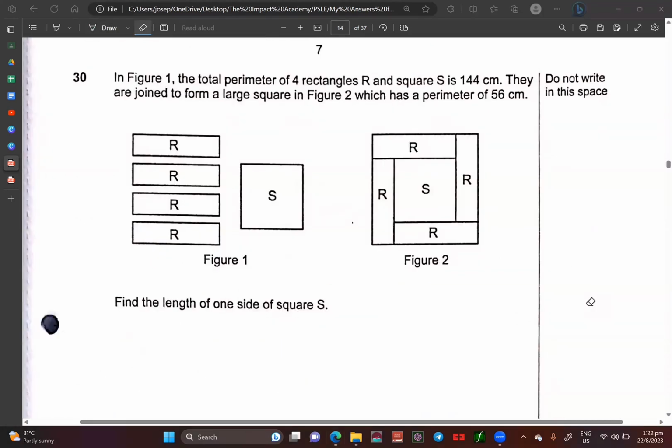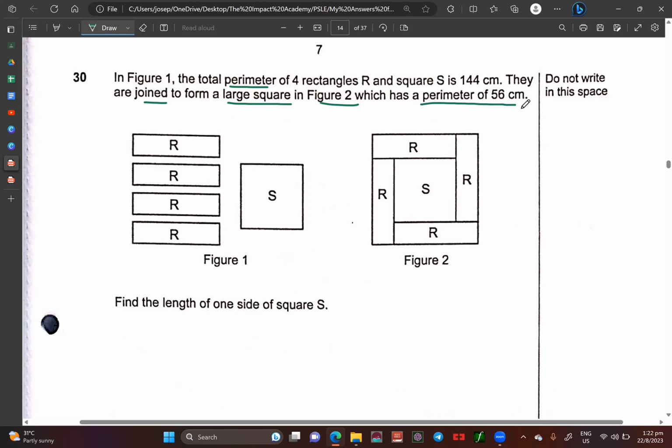So let's move on to question number 30. Now, as you can see over here, it says that in figure number 1, the total perimeter of 4 rectangles, okay, so basically over here, R and Q and square S is 144 cm. Okay, so they are talking about the perimeter, which means the outside. Now, they are joined. So I've joined them together to form a large square. So this is a square in figure number 2, which has a perimeter of 56 cm.